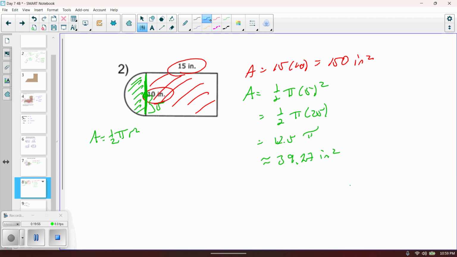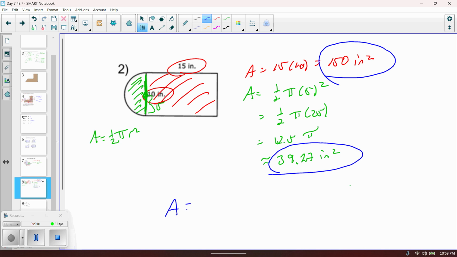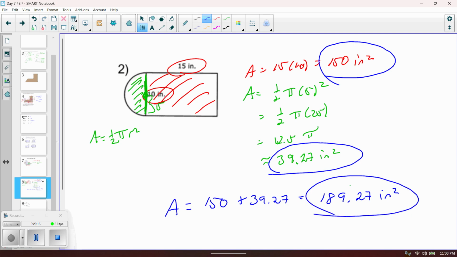And then the whole thing is going to be adding that one with that one. So the total area of this thing is going to be 150 plus 39.27, which works out to be 189.27 inches squared. Again, there might have been other ways to try and split this up, but it did it for us. So that was the biggest thing we had to figure out there.